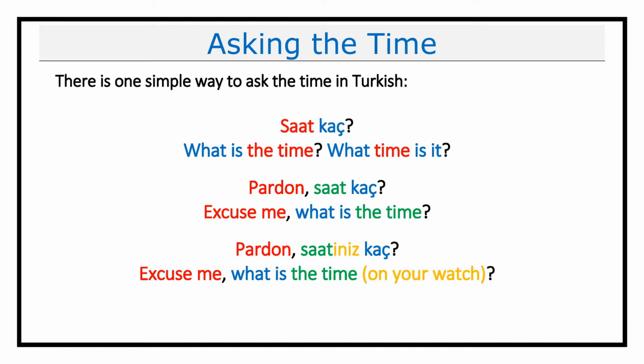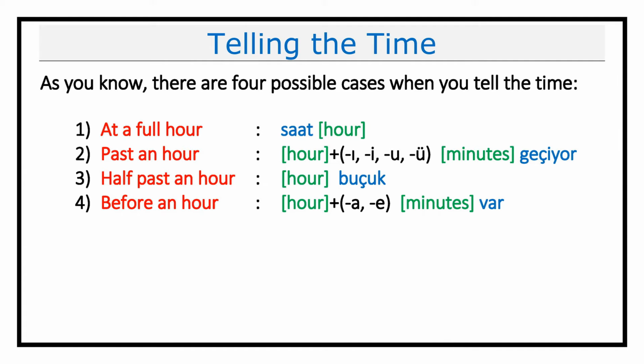Let's now see how we can respond to the question saat kaç and tell the time in Turkish. As you know, there are 4 possible cases when you tell the time to someone. Basically, you can tell the time at a full hour, at past an hour, at half past an hour, or before the end of an hour. So, according to the first rule, in order to tell the time at the full hour in Turkish, you just say the word saat and then mention the number.